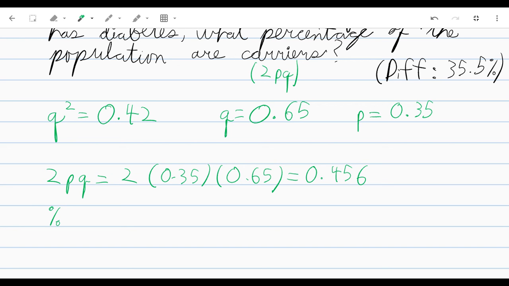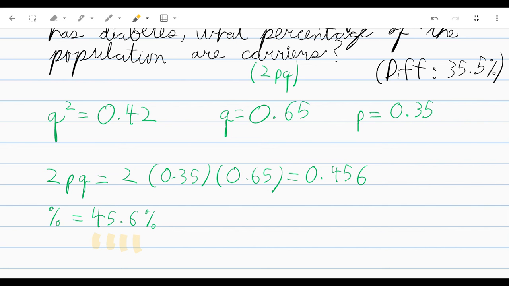So the percentage of heterozygotes in this population is going to be equal to 45.6%, which is why I did the 456, because I know on the diploma we're going to have 4 digits in our answer. So we've got 1, 2, 3, 4, because the diploma counts the decimal place as a digit, even though it's not a place value on the numerical response sheet. So 45.6% of this population would be carriers.